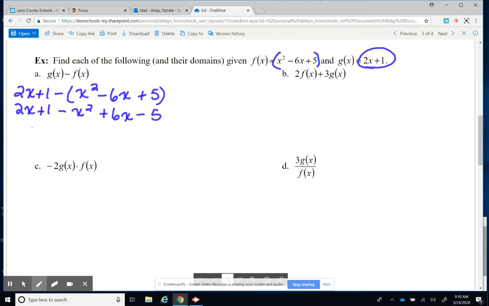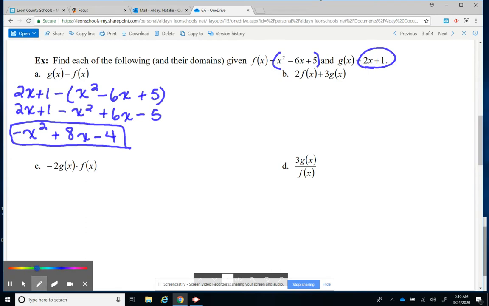Now we're going to combine like terms. So negative x squared, 2x and 6x make 8x. And then 1 minus 5 is negative 4. All right, so that's your answer to this problem. And now we're going to describe what the domain is going to be. Your domain is going to be all real numbers because this was a subtraction problem.